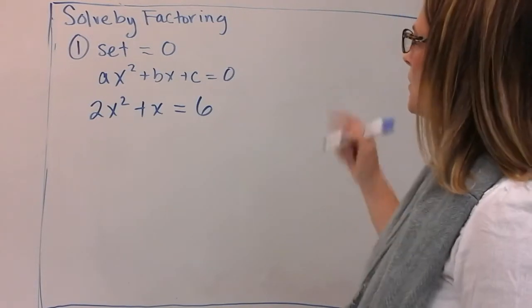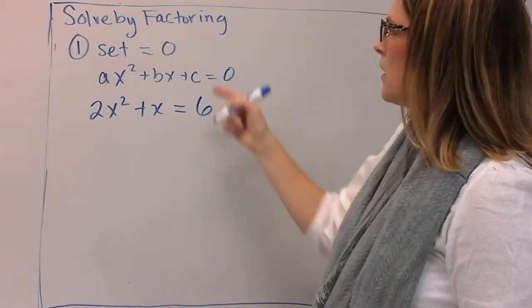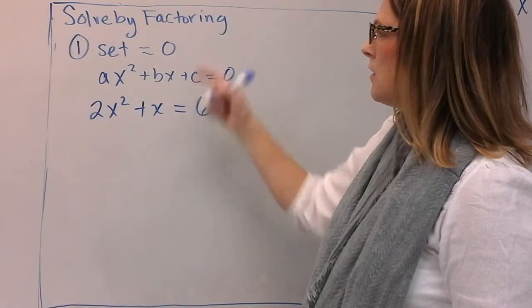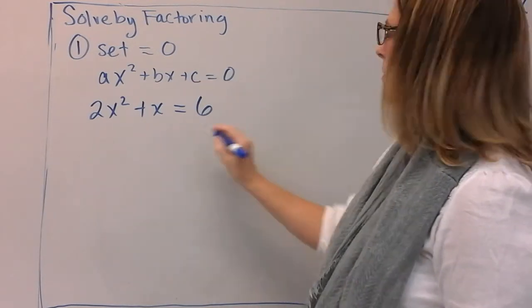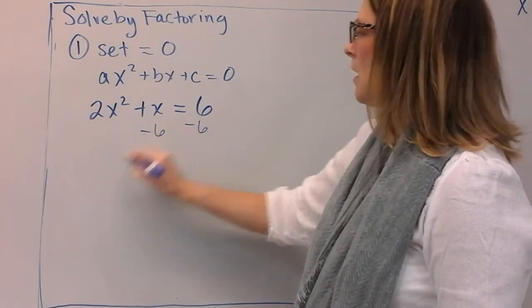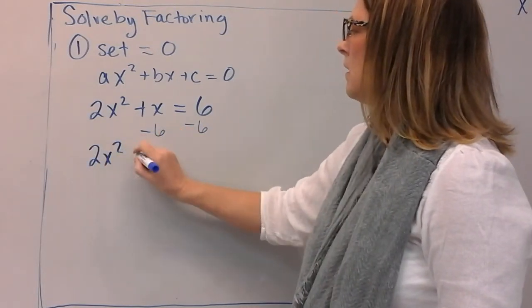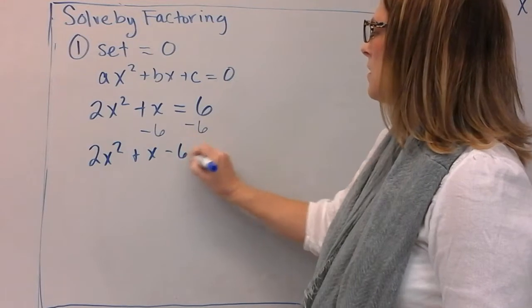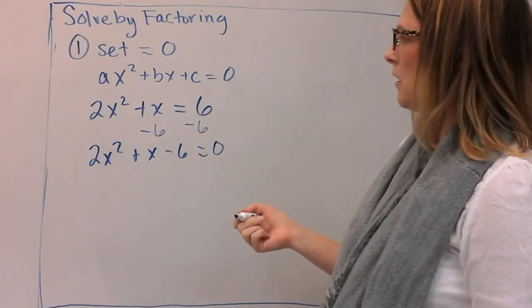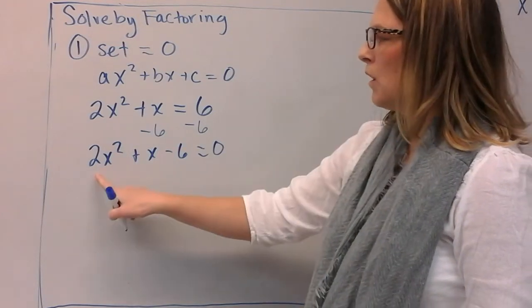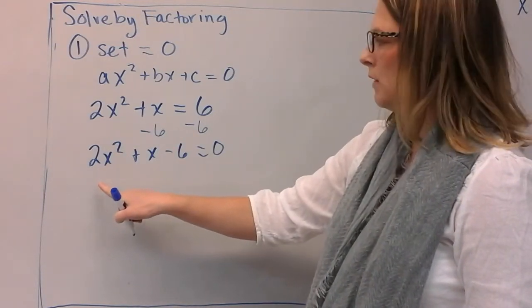Okay, here's another example. Solve by factoring. First thing you gotta do is make sure that your equation is set equal to 0. So this equation, 2x squared plus x equals 6, is not set equal to 0. So I'm gonna move the 6 to the left side. So I get 2x squared plus x minus 6 equals 0. Then the next thing you want to do when you're going to factor is look to see if you have a leading coefficient of 1. In this case, we don't. We have a leading coefficient of 2.